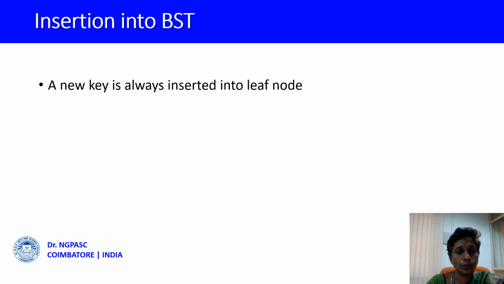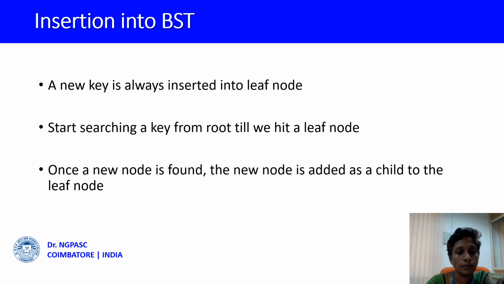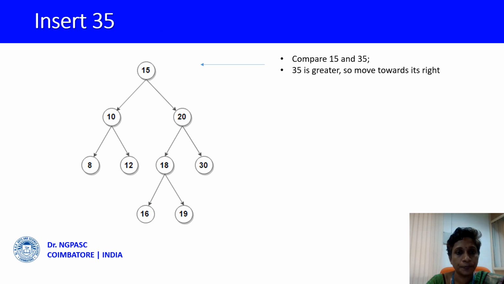Now we look into how insertion is done into a binary search tree. Whatever the value which we want to insert is always inserted into the leaf node. What we have to do is we have to start searching the key value from the root. We have to make a decision, either we have to move towards its left child or right child until we hit the leaf node. This has to be repeated. So once the leaf node is found, there we add this node as a child to it. This new node can be added as a child to the leaf node.